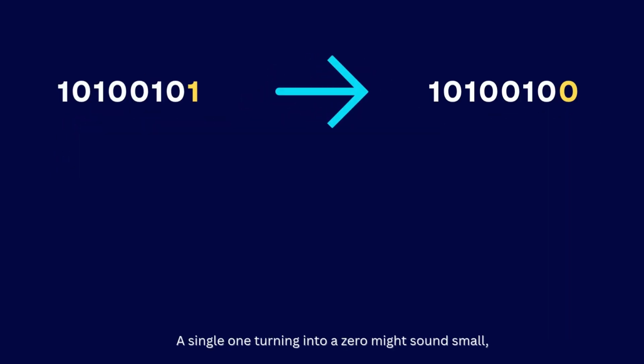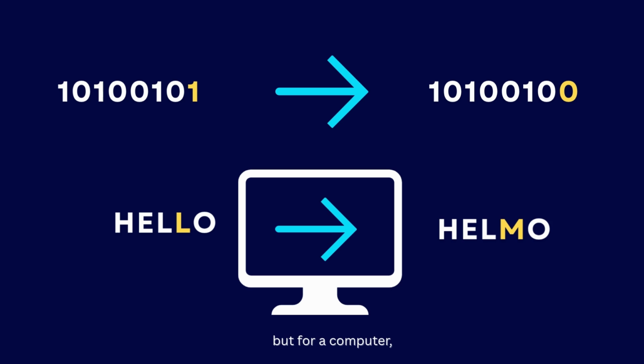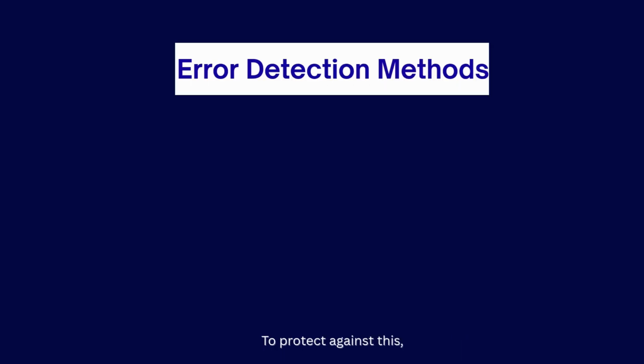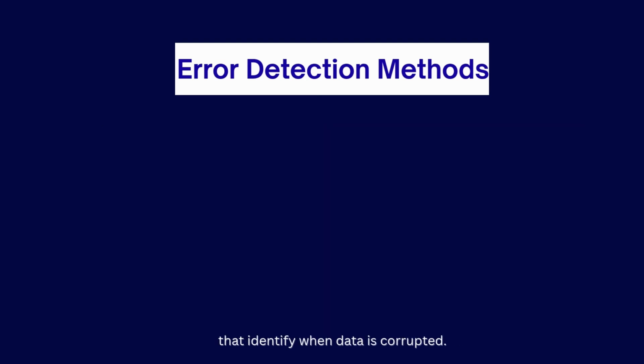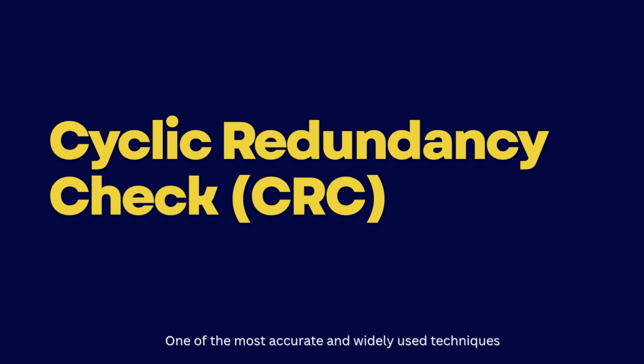A single one turning into a zero might sound small, but for a computer, it can completely change the meaning of the data. To protect against this, communication systems use error detection techniques that identify when data is corrupted. One of the most accurate and widely used techniques is CRC, cyclic redundancy check.